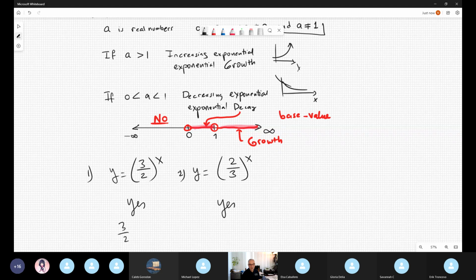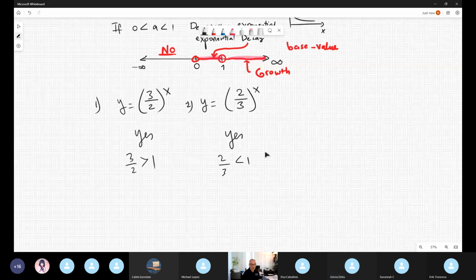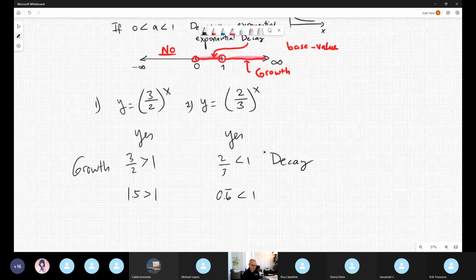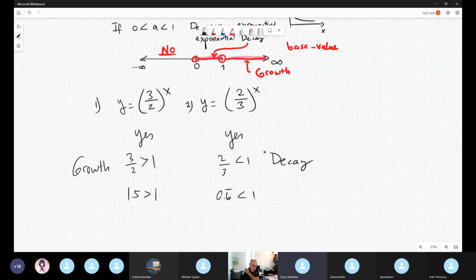3/2 is greater than 1? Yes. Entonces es growth. And 2/3 is less than 1, ¿no? You put it in the calculator, ¿no? This is 1.5 in decimal. And this is 0.6 repeated. So this is growth. And this is decay. End of the story. Do you understand very well or no? Confusing? No. Okay, it's very easy.